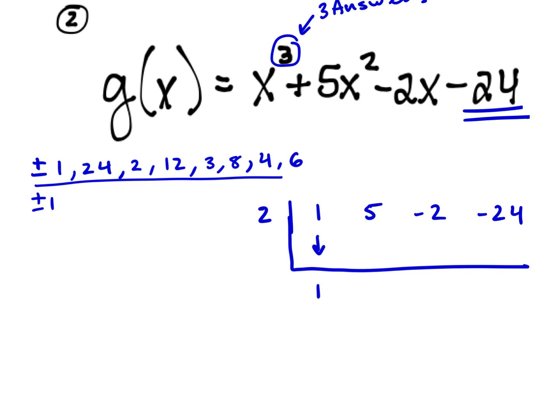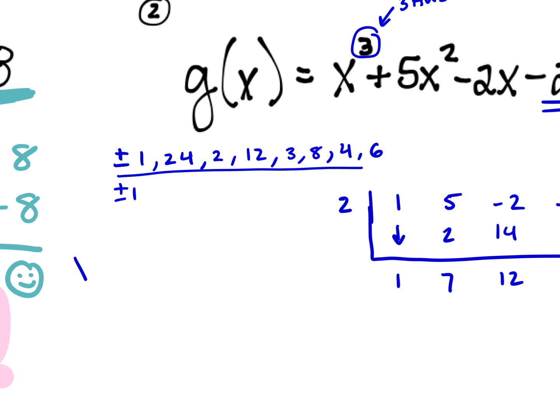Let's try 2. So multiply, we get 2. Add 7. Multiply 14. Add 12. Multiply 24. Add. Does it work? Yep, it works. So x equals 2. So this is going to be one of our solutions because it works.